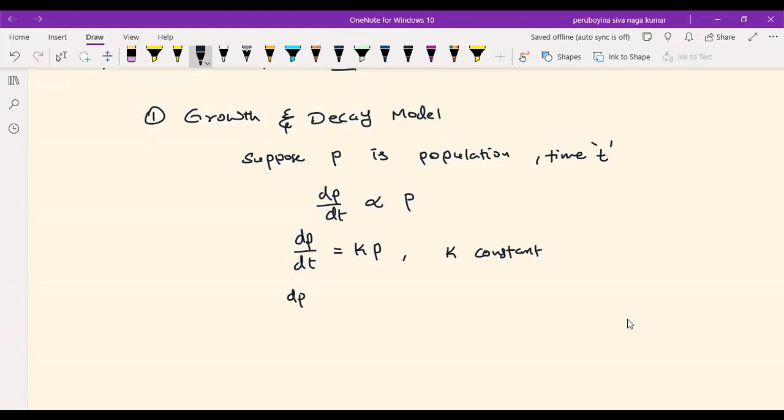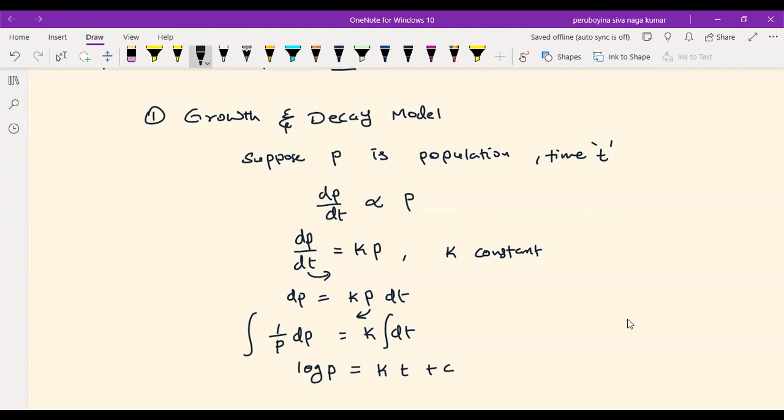So first of all, we will move this dt to the right side. And variable separable, that means 1 by p dp is equal to k into dt. And next in this step, we will integrate to remove this differential part. So 1 by p dp will be log p is equal to k into t plus some constant c.